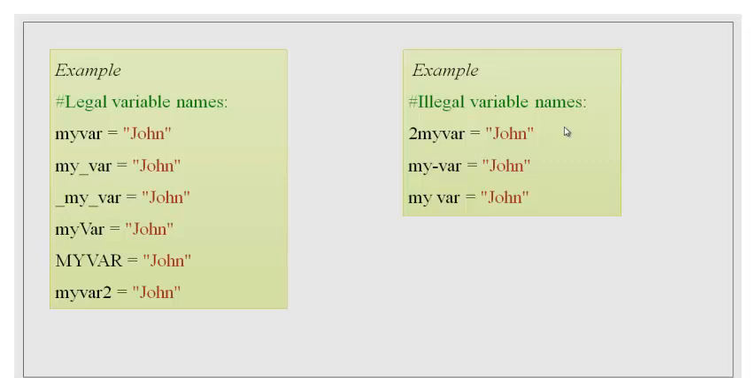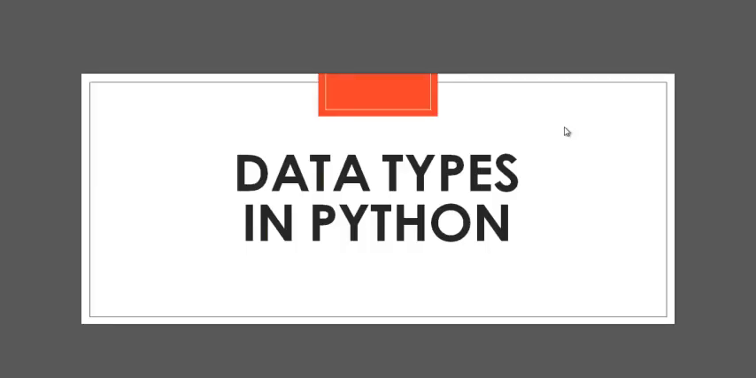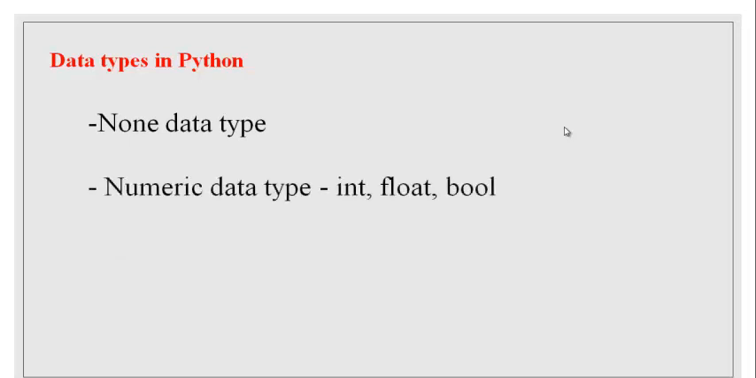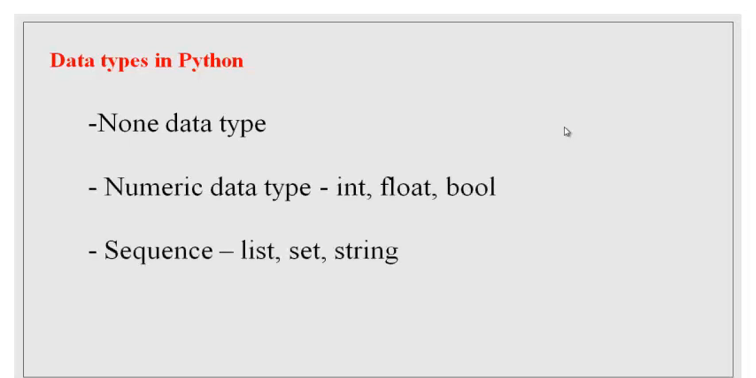Now, moving to the third point, data types in Python. It's very important to understand whatever data you are working with so you can process the data in that format. Because if you don't process the data in the correct format, you might face some errors inside your program. The data types in Python are the none data type, numeric data types, and sequence data types.